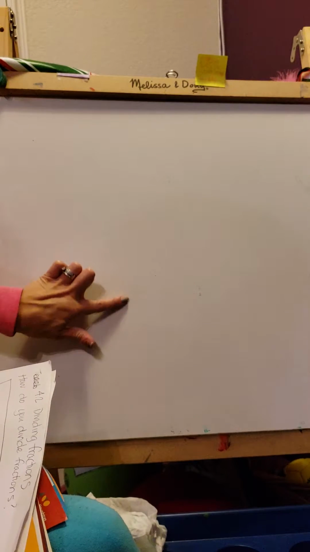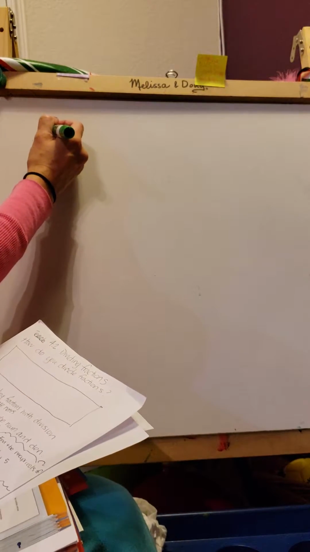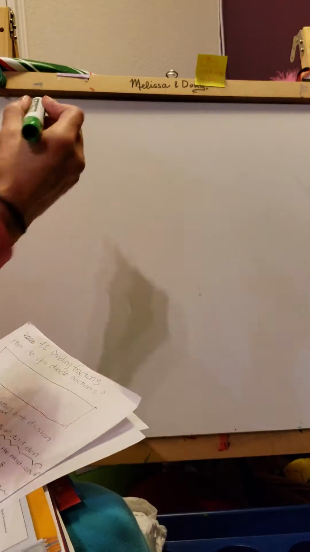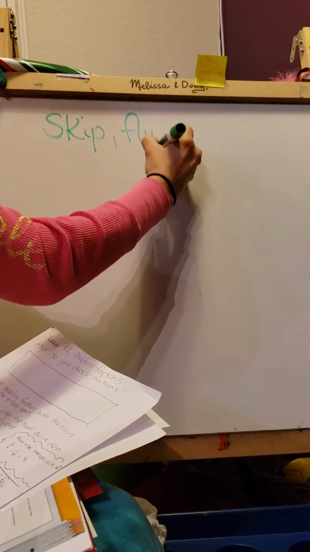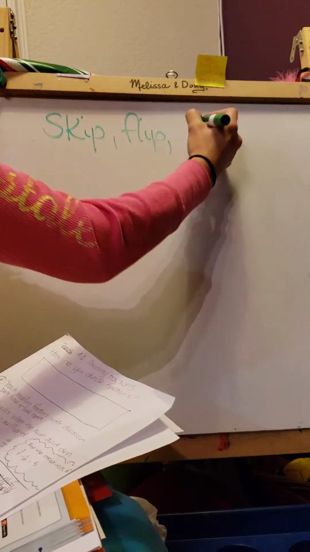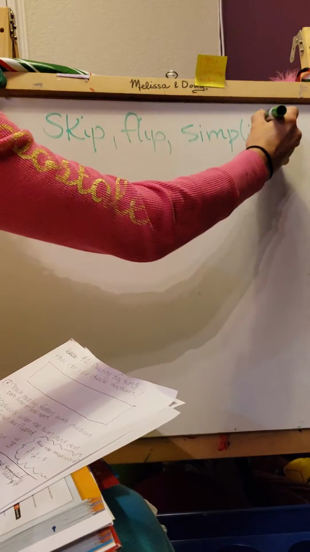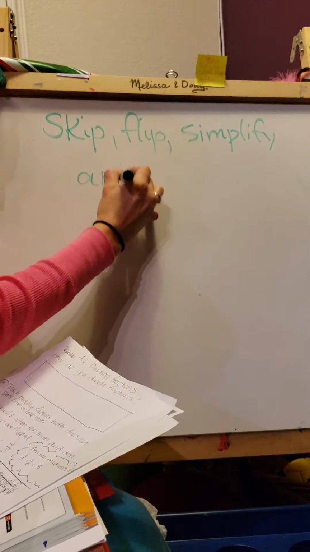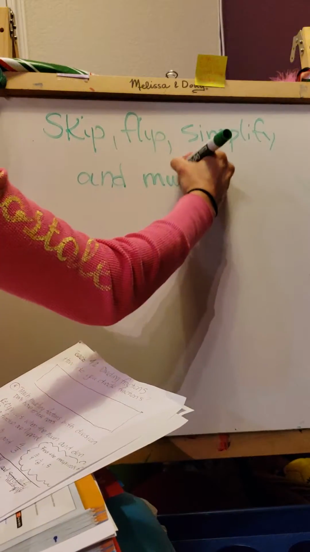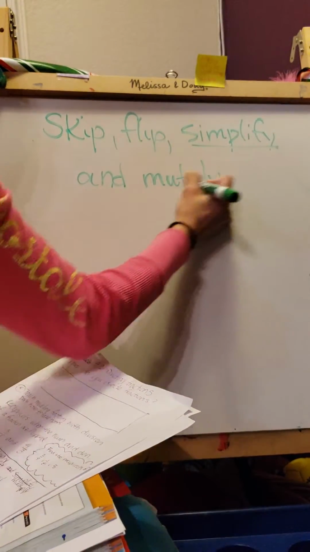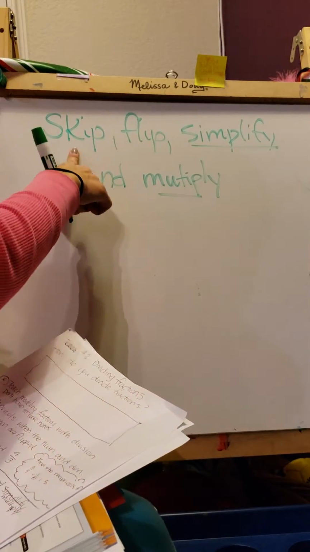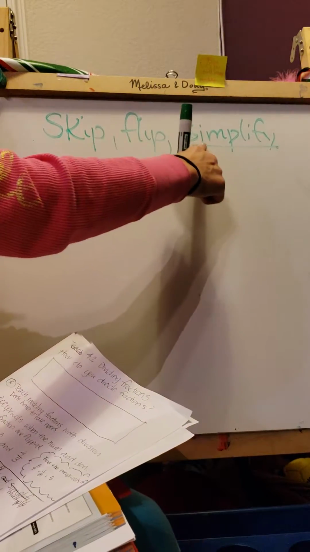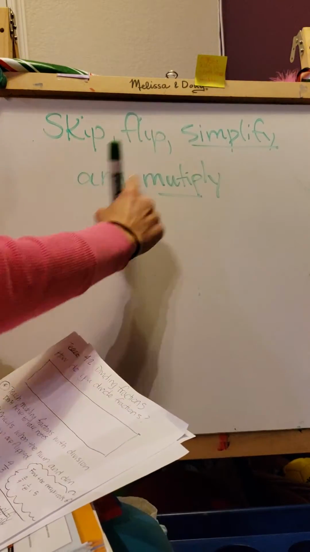There's a little jingle, I guess, or a saying that I want you guys to remember whenever you go to divide a fraction by a fraction. And it is skip, flip, simplify, and multiply. And sometimes you can do one of these before the other. Sometimes it could be skip, flip, multiply, and simplify, or sometimes it will be easier if you skip, flip, cross reduce, or cross simplify, and multiply.